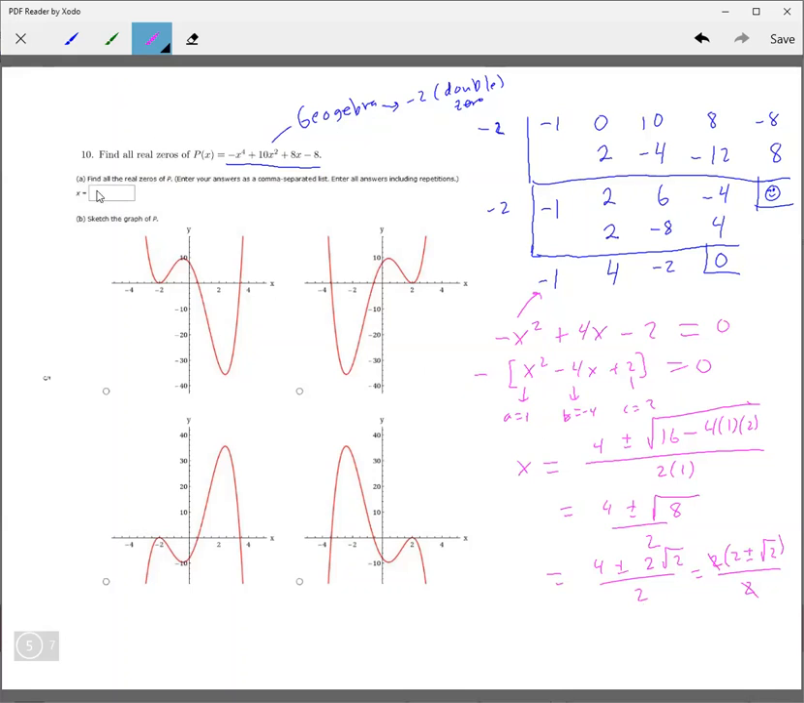Okay, so in writing down all the zeros, first of all, we have these 2 negative 2's, and then we have these: 2 plus the square root of 2, and then 2 minus the square root of 2. Those are all the zeros. And since we graphed it in GeoGebra, we kind of know that this is what it looks like, right here. So that's the answer to that part.